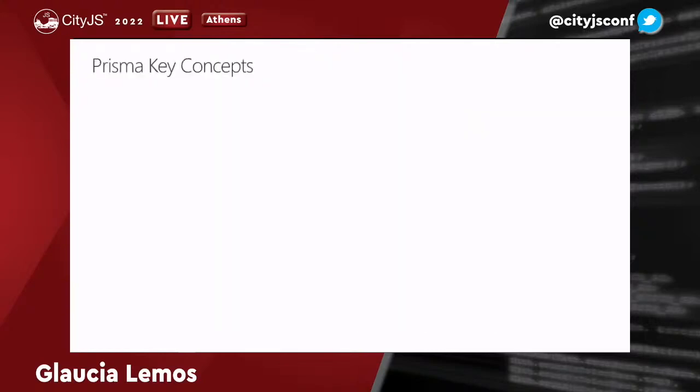Now let's talk about the three main concepts of Prisma. The first one is Prisma Client. Prisma Client allows us to access the database through plain JavaScript methods and objects without having to write the query in the database language itself. In short, it acts as an abstraction in front of the database. So it's much easier to write CRUD applications using Prisma.